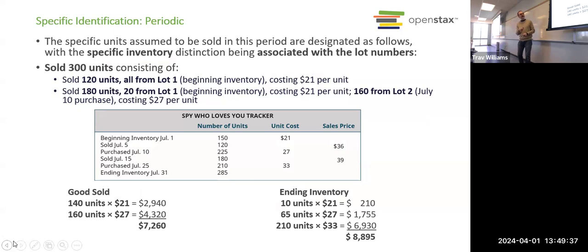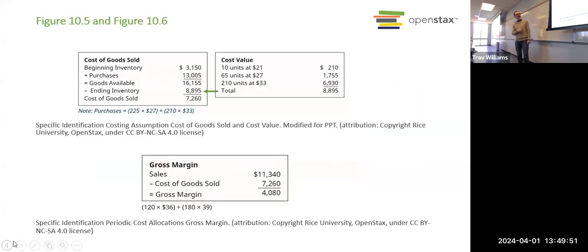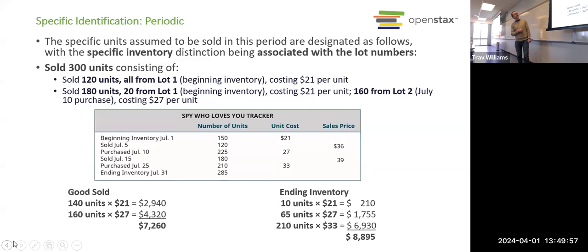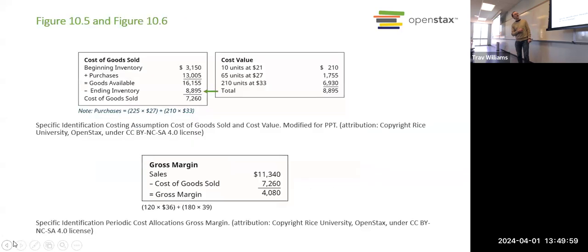Okay, so it takes a little getting used to thinking about this inventory, right? Because you're dealing with multiple lots, multiple sales, different costs, different sales prices, but that's real life. That's how things are out in the real world. So this was specific identification. Any questions?